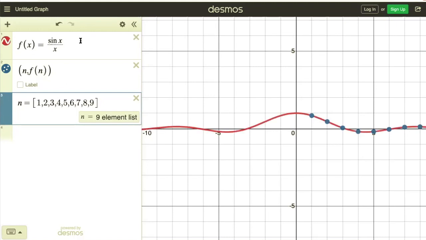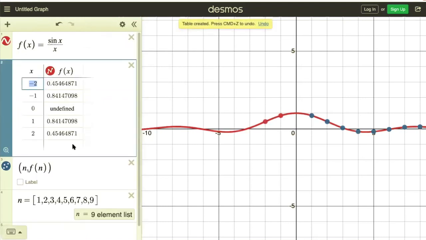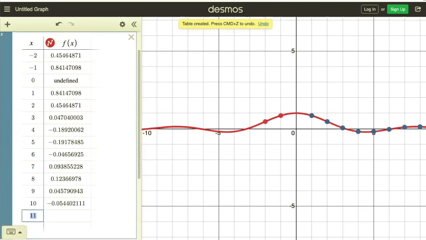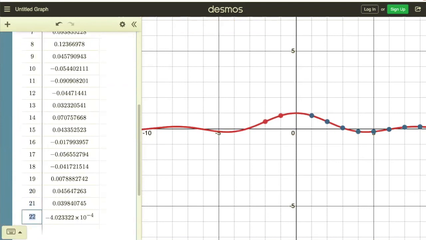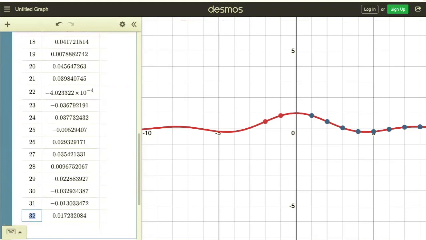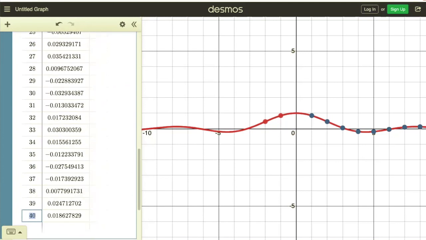And to see that, another thing I can do with Desmos is view the table of values for the function. I hit the gear and then the table. And I can continue generating table values and watch what happens. And you'll see that they are getting very, very small and seem to be approaching 0.